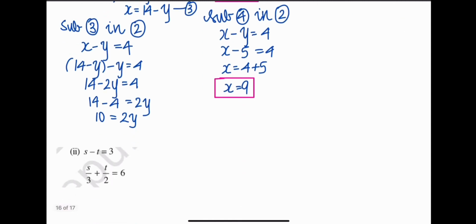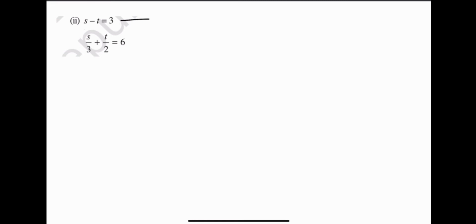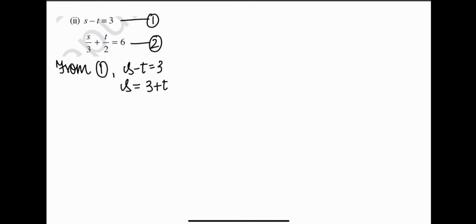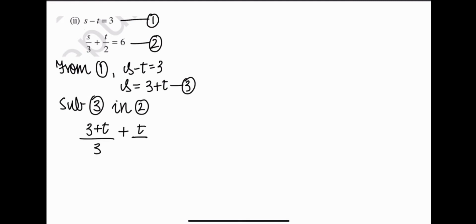Let's move on to the second question. s - t = 3 is our first equation. And from this, we observe s = 3 + t when t is taken to the other side. We'll now substitute this value of s in the second equation. Thus, we get the equation as you can see on the screen.